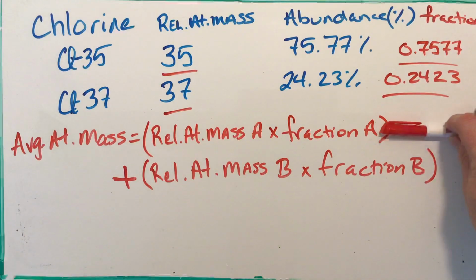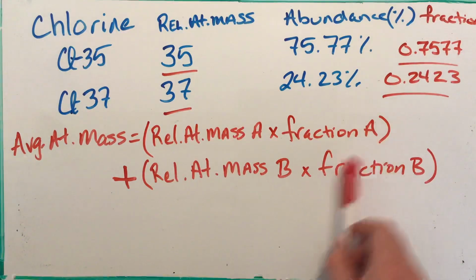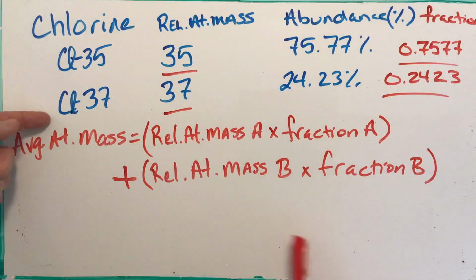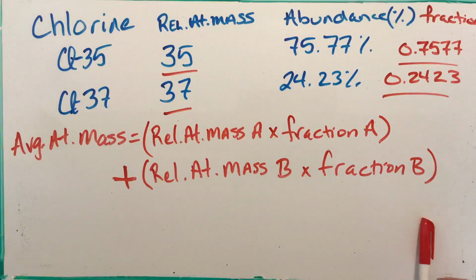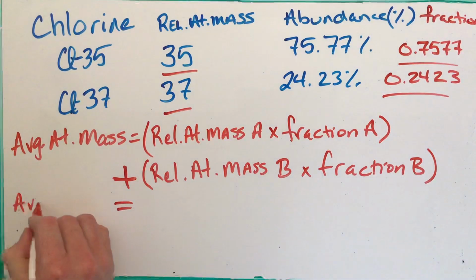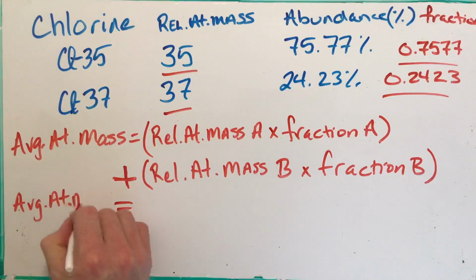Every isotope gets one of these brackets. So A and then a B. If there's a third isotope, say for example, chlorine 38, I'd make a third bracket with relative atomic mass C times fraction of C. You guys get that, no worries. So, average atomic mass.